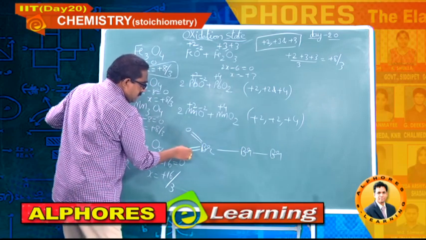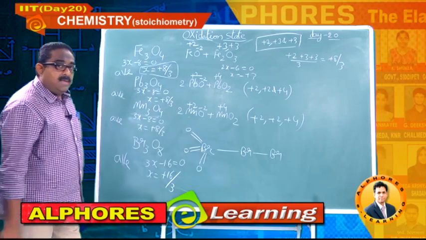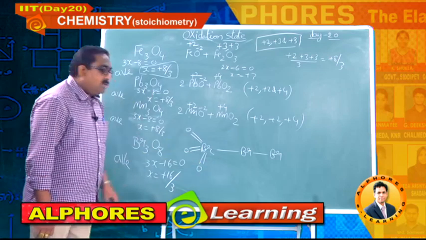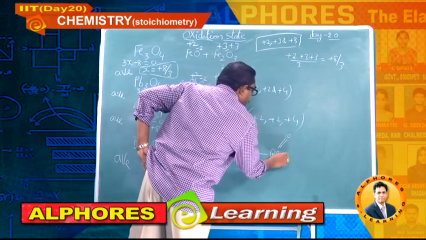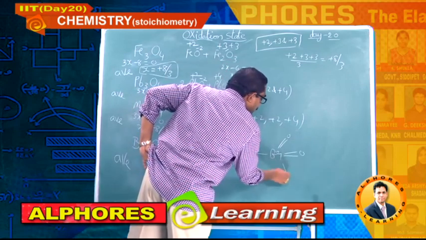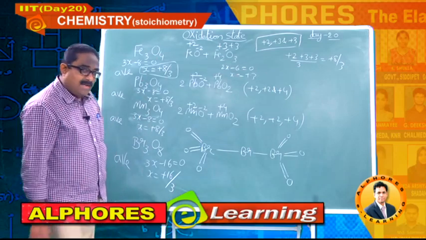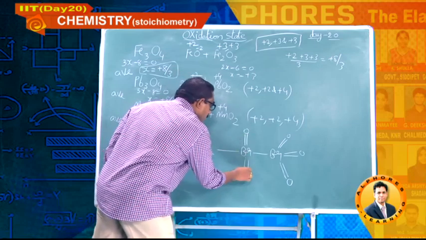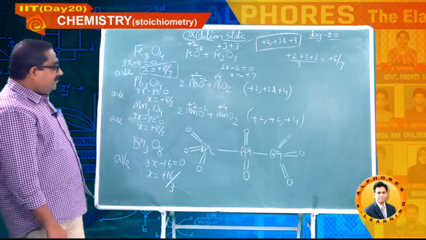Concentrate, students, please. Three oxygens are bonded through double bonds to this bromine, and to that bromine also, three oxygens through double bonds will be bonded like this. That uses six oxygens. For the central bromine, two oxygens are bonded, again through double bonds.